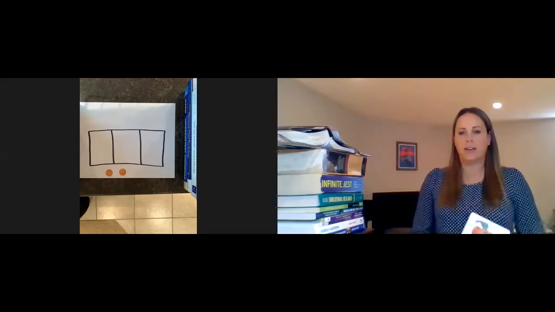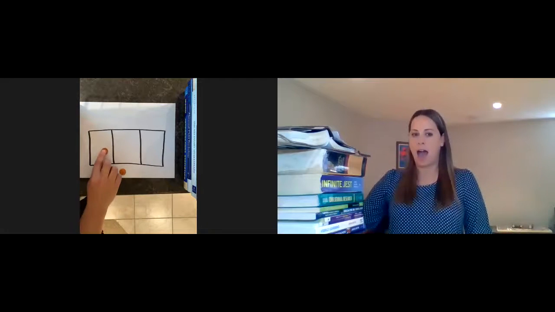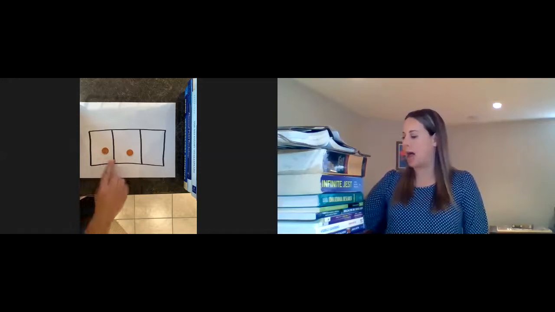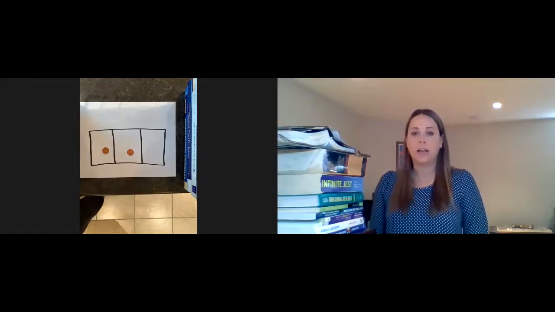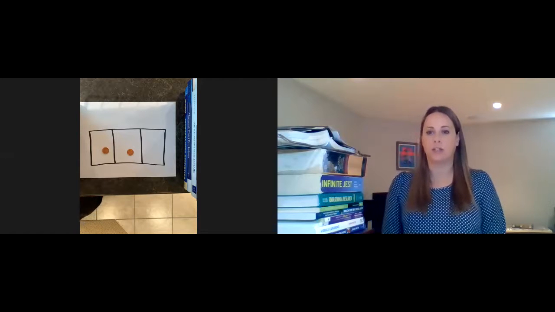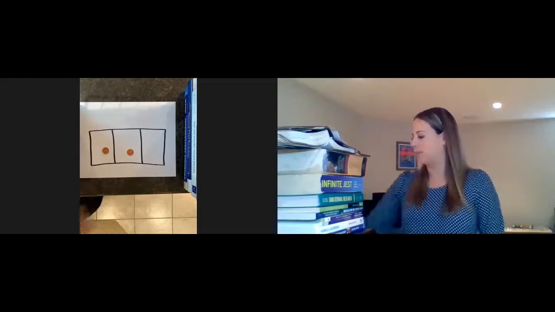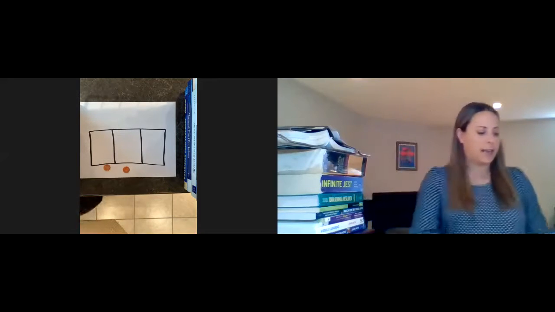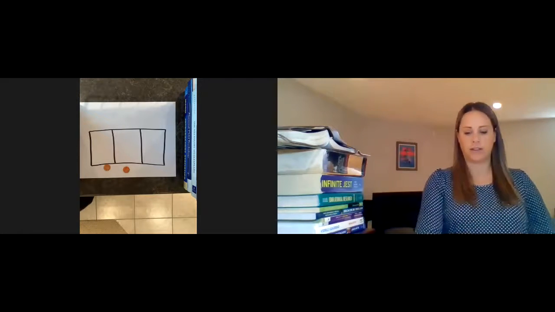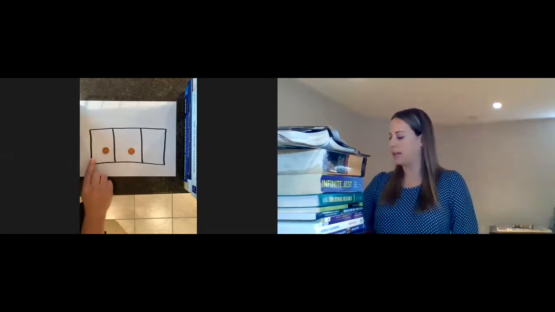App. You'll move the sounds into your Elkonin boxes. App. And then blend the sounds together. App. It's really important that we're touching and saying each sound so we can solidify that sound knowledge into our brains as we're learning more about how to segment and blend words together. For the word ip, it would look like this. Ip.